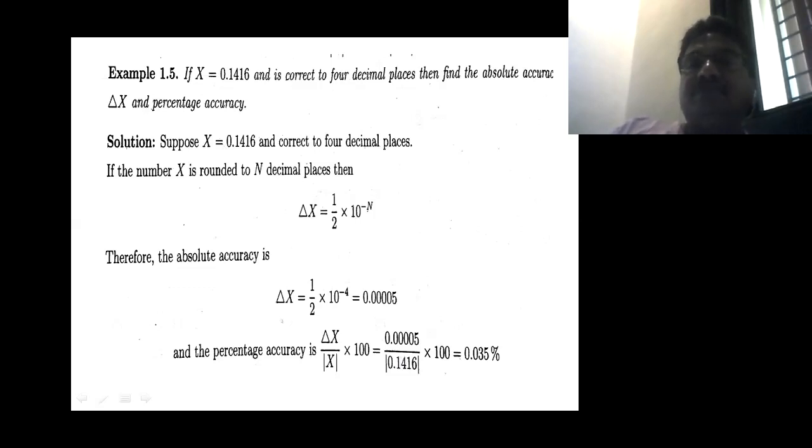So the question is: the absolute accuracy is this, and then the percentage accuracy. So first find the relative accuracy or relative error. This is the relative error, delta x divided by x, absolute error divided by true value or approximate value, the given value. Okay, and into 100 is the percentage accuracy. So these are some problems on relative error, percentage error, and absolute error.